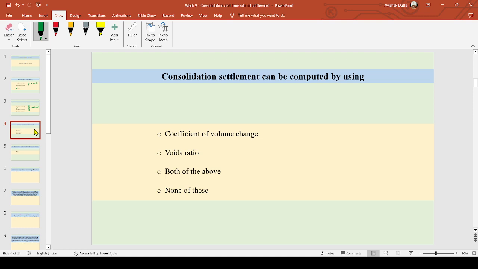Consolidation settlement can be computed by using what? Both of the above. Yes, you can find out the settlement using the coefficient of volume change mv, and also using the void ratio e. So using both the methods in the laboratory, we can find out the settlement during consolidation. So both of the above. Good.